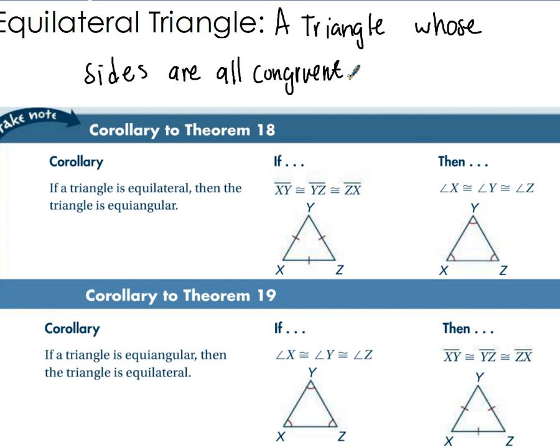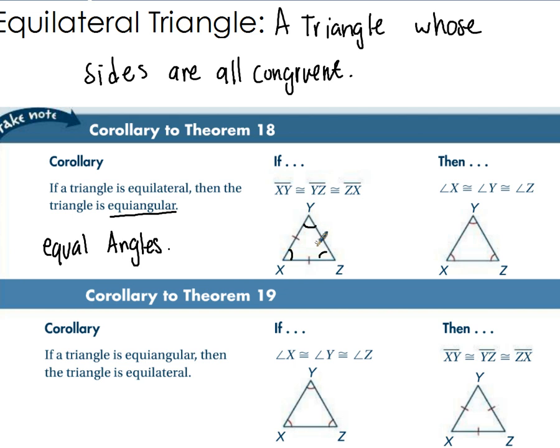Equiangular, equal angles. So it just means all their angles are the same. So in my triangle, if xy is congruent to yz, and that's all congruent to zx, then angle x is congruent to angle y, which is congruent to angle z. Basically, you treat it as an isosceles triangle, so these two are congruent. You rotate, you look at these two, those two are congruent. So it just kind of rotates the triangle and you get all the angles are congruent.